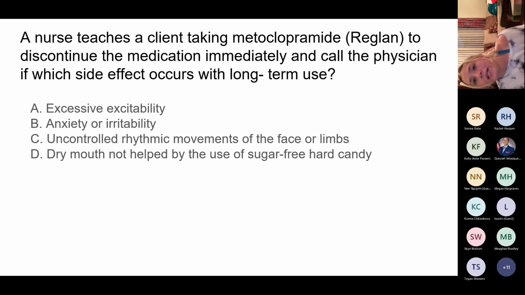A nurse teaches a client taking metoclopramide to discontinue the medication immediately and call the physician if what side effect occurs with long-term use?